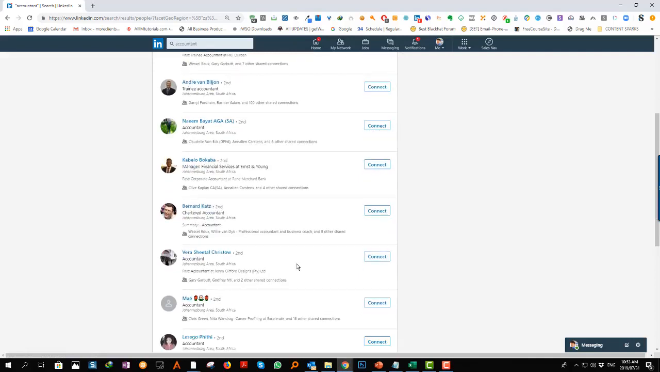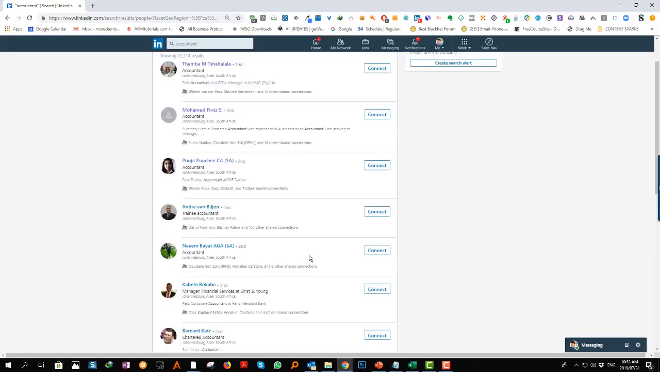And second level connections are quite close to me, and there are some other reasons why you would generally want to reach out to them, because sometimes first level connections can easily refer you to second level connections. So I generally find that this is the best place to start.